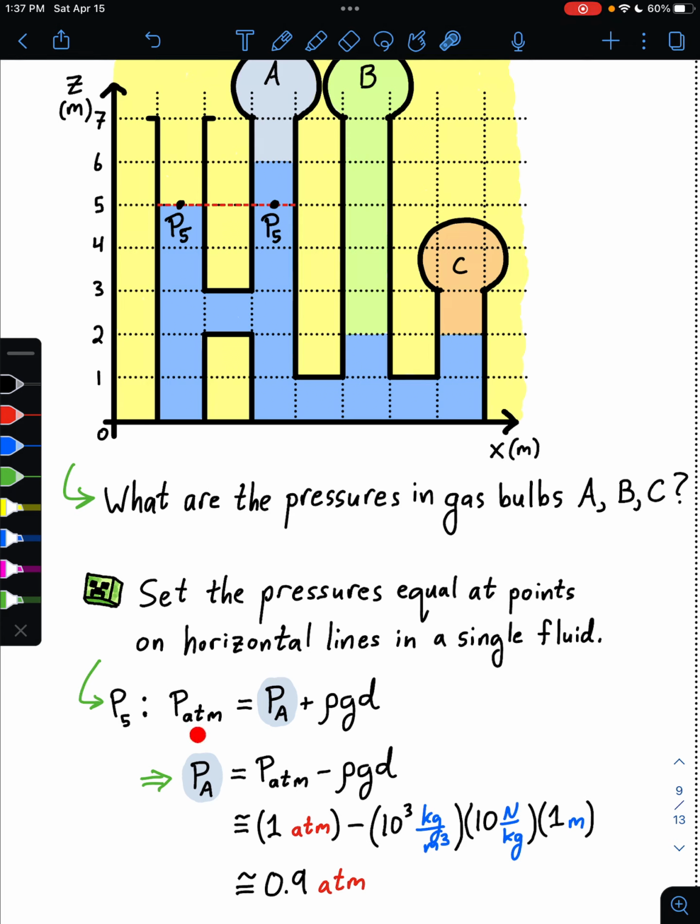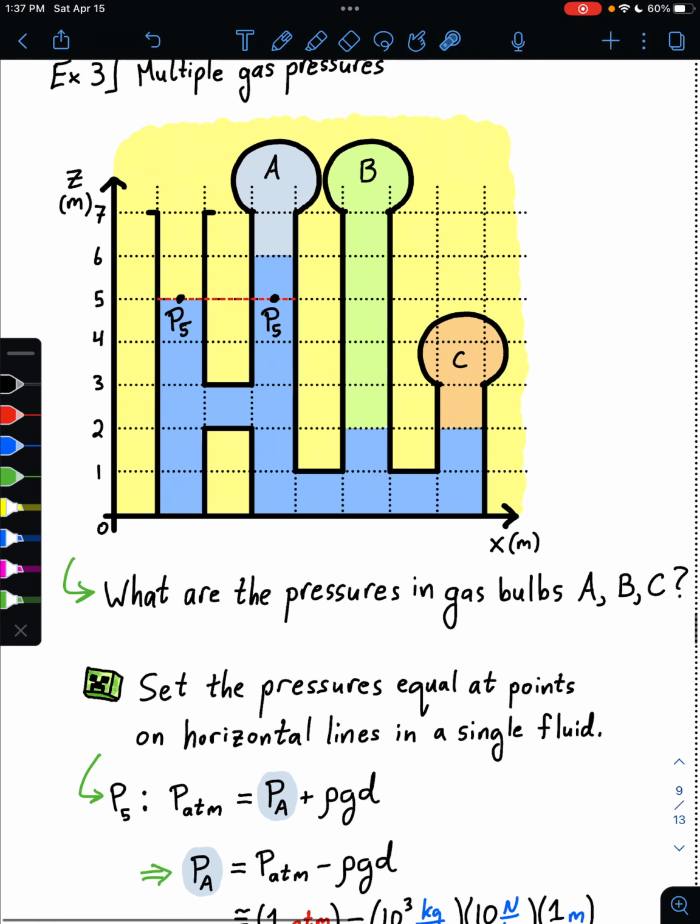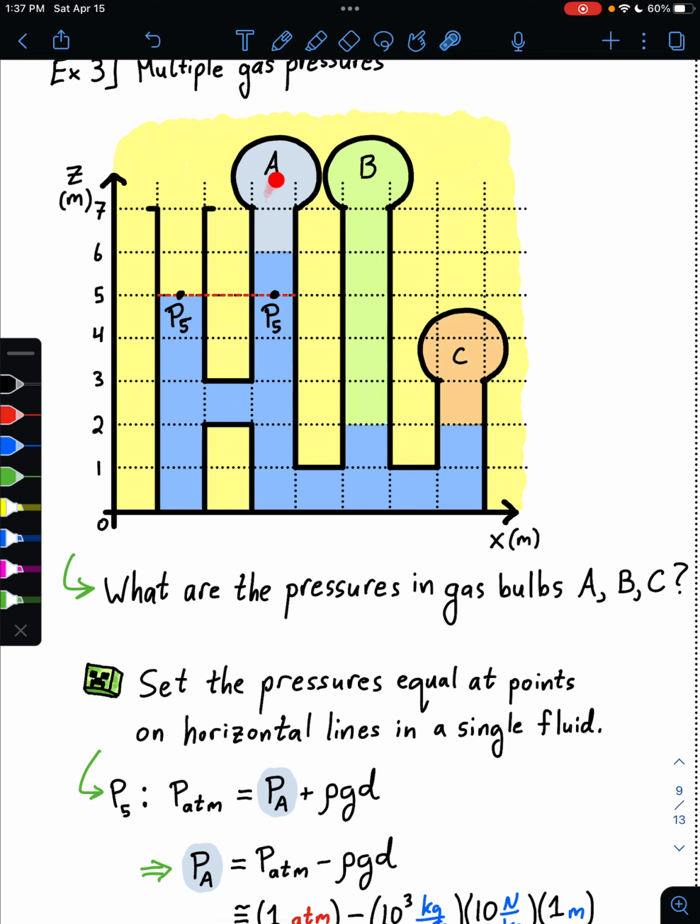So we write the pressure here, 1 atmosphere, is the pressure of gas A in the bulb plus rho GD. So pressure A is the 1 atmosphere minus rho GD for this 1 meter deep column of water. That's this little column right there. We know that that is going to give us 0.1 atmospheres. So our bulb must have 9/10 of an atmosphere in it, lower pressure here than the air outside.